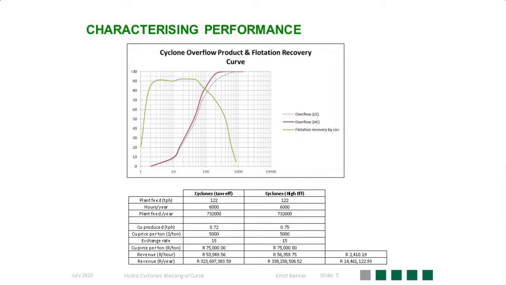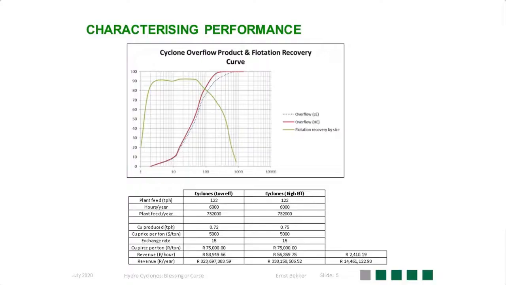The objective in hydrocyclone classification is to have the unit operate as efficiently as possible. The fact that there is material reporting to the overflow and underflow does not mean that the unit is operating efficiently. On the graph that you see in the presentation, there is a red line which shows the overflow size distribution of a hydrocyclone operating efficiently. There's a dotted line showing the overflow size distribution of a hydrocyclone that's not operating efficiently. And then the third curve, which is the green one, is flotation recovery response per particle size.